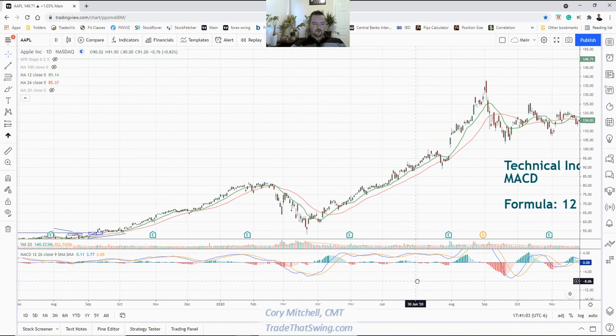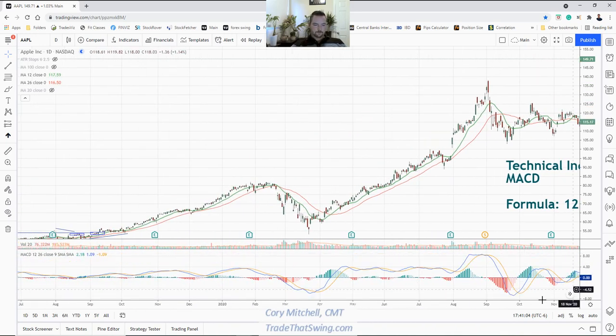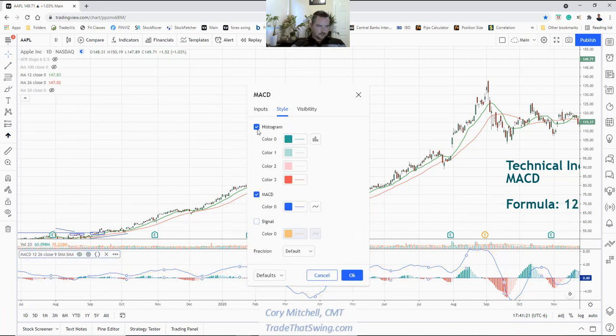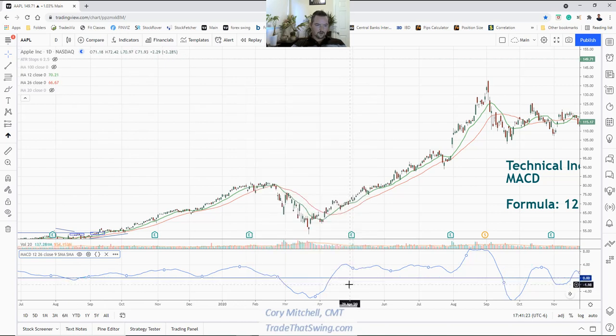So here was a really good example where Apple starts off with a pretty strong downtrend, and then we start to accelerate to the upside. And these signal lines aren't really going to matter for what I'm going to talk about, so I'm just going to get rid of them so that we can really focus on the MACD. This is the MACD indicator. Everything else is just things to help measure the MACD.